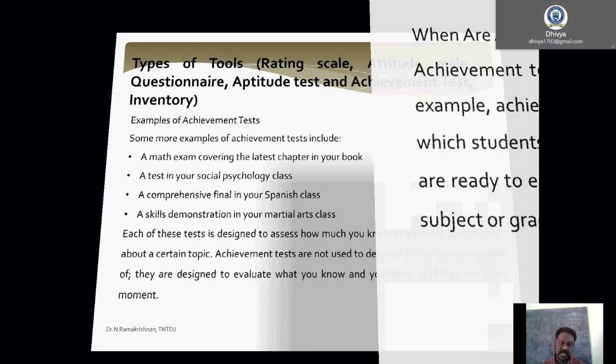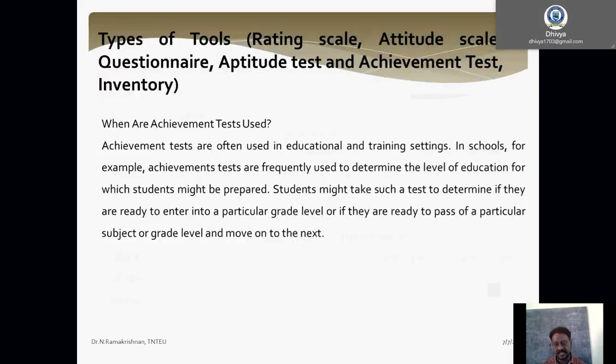When are achievement tests used? Achievement tests are often used in educational and training settings. In schools, for example, achievement tests are frequently used to determine the level of education for which students might be prepared. Students might take such a test to determine if they are ready to enter a particular grade level, or if they are ready to pass a particular subject or grade level and move on to the next.